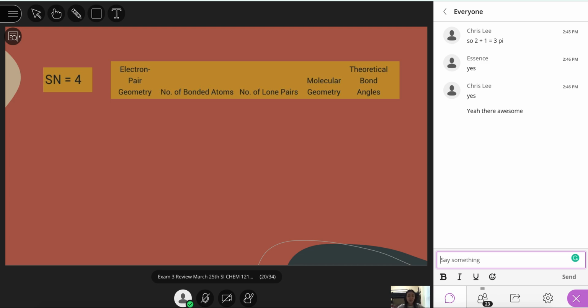And now just do number 4 really fast. And then once we reach 3 o'clock, again, you'll have your little potty break, and then we'll do Kahoot. So, electron pair geometry. What does that go to? Does anyone remember? Tetrahedral, exactly. So, what is the number of bonded atoms we have here?